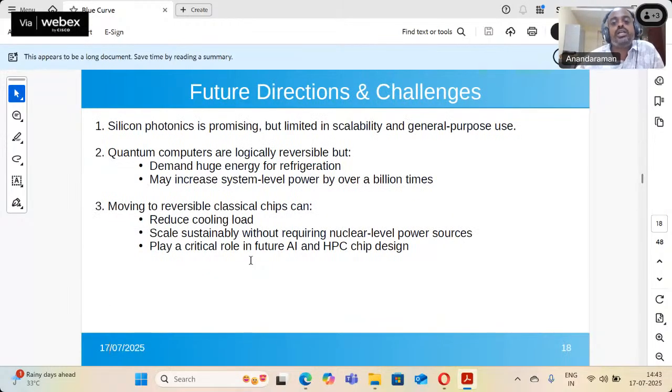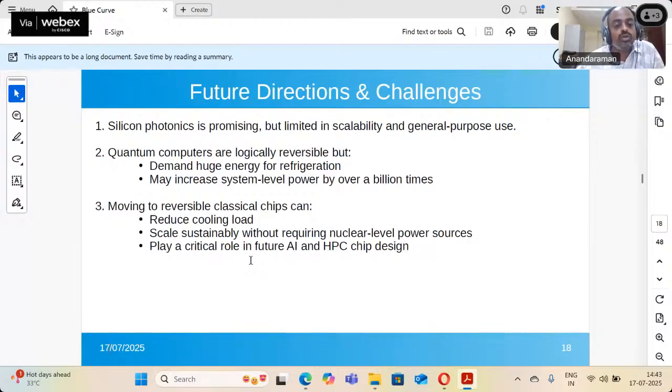So what are the future directions and challenges? Now we have transistor chips. In future, silicon photonics is promising, but limited in scalability and general purpose use. Quantum computers are logically reversible, but demand huge energy for refrigeration, which may increase system level power by over a billion times. So move to reversible classical chips. I am talking about general purpose. For general purpose, classical reversible computing is good, but it's a long way to go.